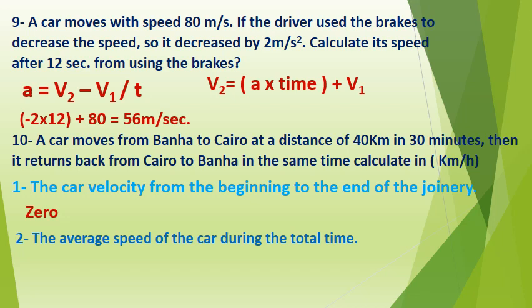Okay, let's answer it step by step. Step by step, please. So the total distance equals 40 plus 40, as he travels from Banha to Cairo, then from Cairo to Banha again. So the total distance equals 40 plus 40 divided by total time 30 minutes plus 30 minutes, but he needs you to calculate in kilometer per hour, so I must change the time from minute to hour.